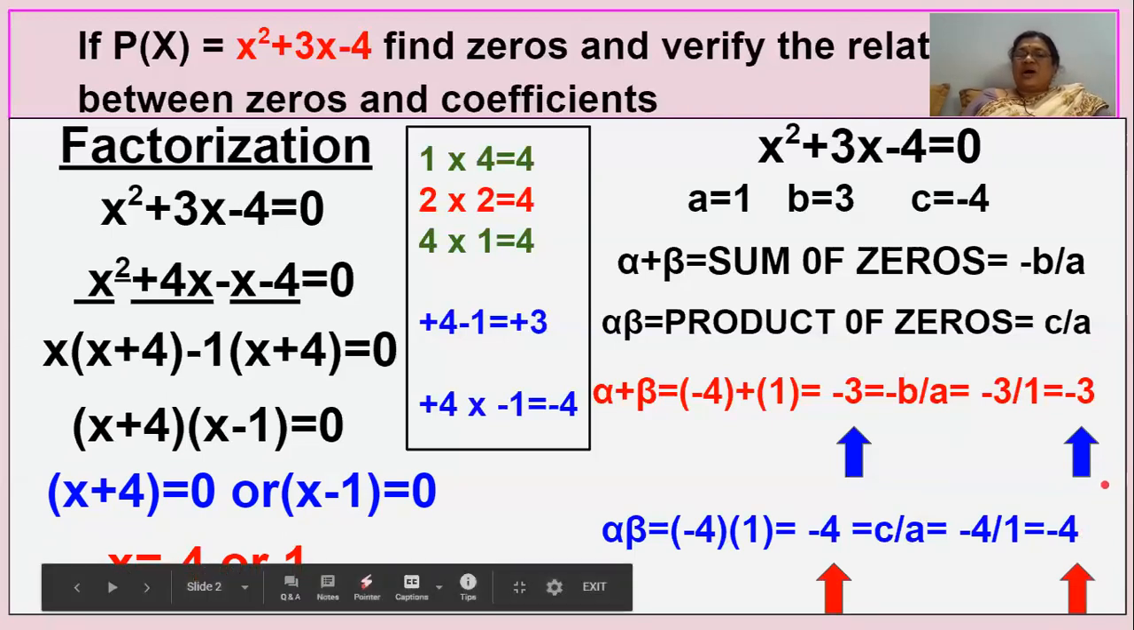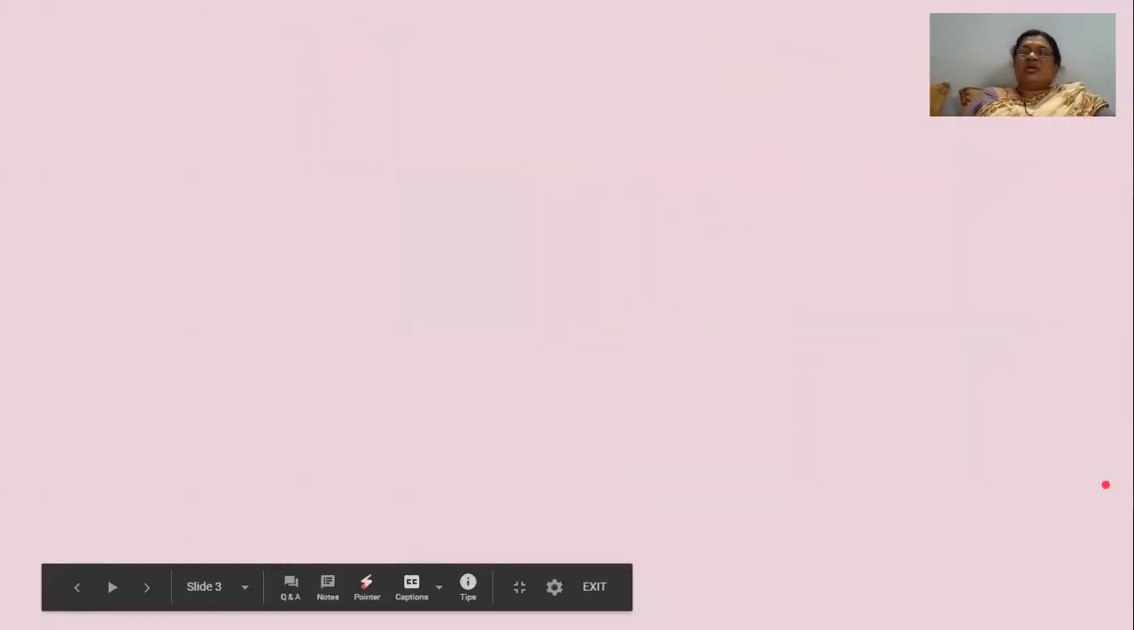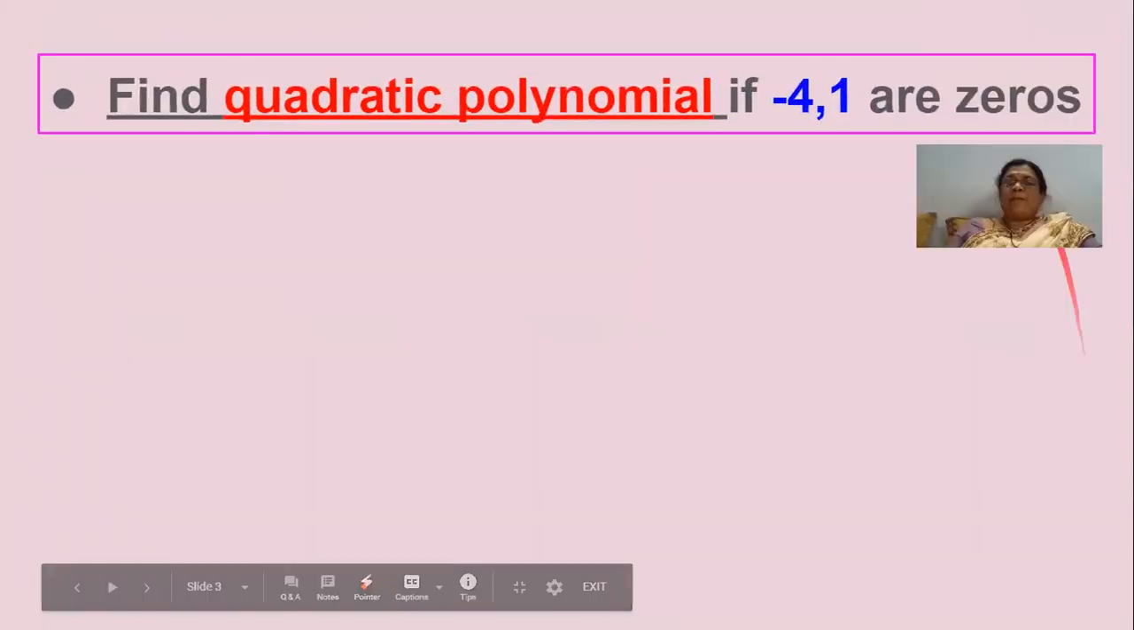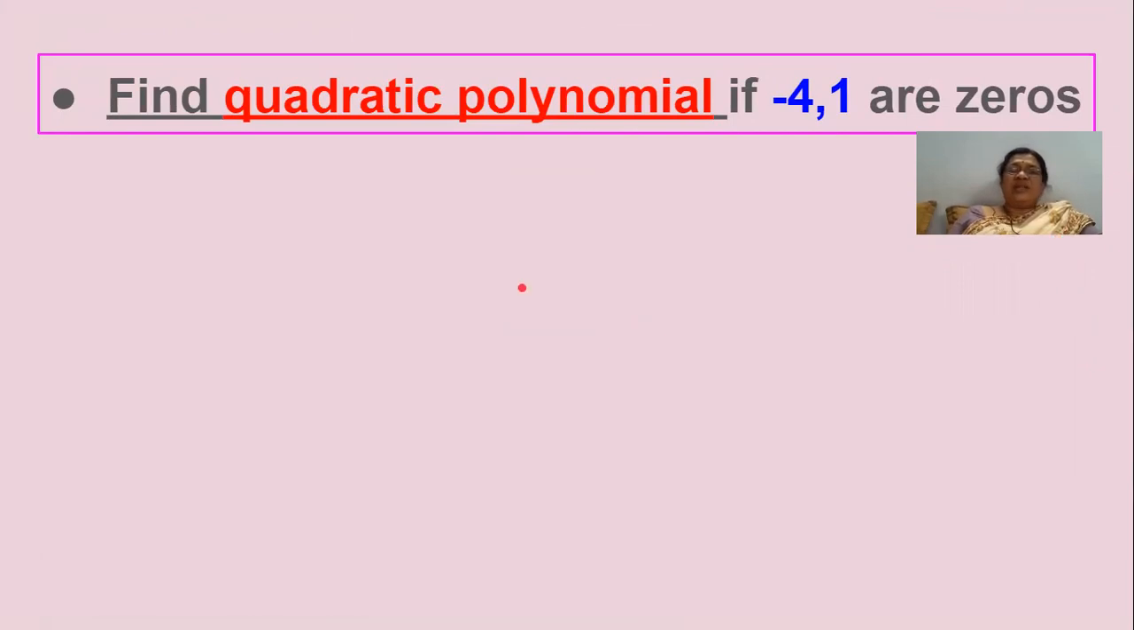So these two are equal. Let us work out one more problem here. Let us see this problem. Find the quadratic polynomial if the zeros are minus 4 and 1. In this problem, he has not given the quadratic polynomial. He has given what the zeros are. So you have to find out the quadratic polynomial here.